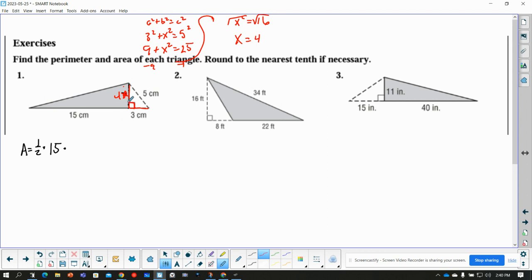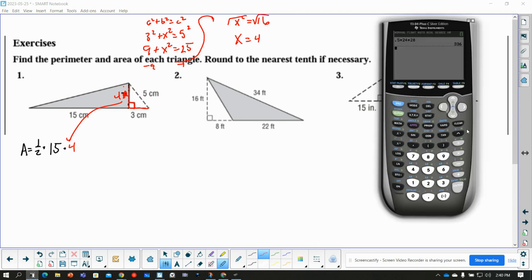So now we can go back, base times height, and get that part. All right, so let's go ahead and plug that in. Grab my calculator. So 1/2, 0.5 for 1/2, times 15 times 4. And I get 30. So the area is 30 centimeters squared. All right, now I got to find the perimeter of this thing. Thanks a lot, book. Now I have to find this part right here.